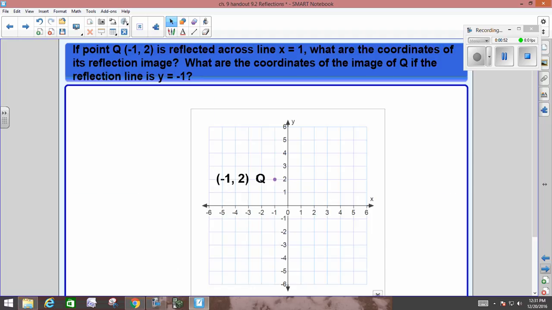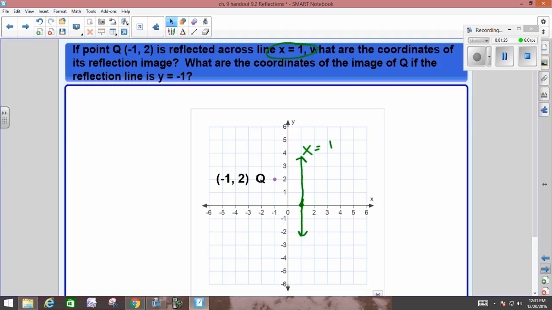If point Q, which is at (-1, 2), is reflected across the line x equals 1, what are the coordinates of its reflection? So the line x equals 1, here's the point x equals 1. Will it be a vertical or a horizontal line that passes through that? Vertical. So this green line here is the line x equals 1. I want to take Q and reflect it across it, or flip it across that.